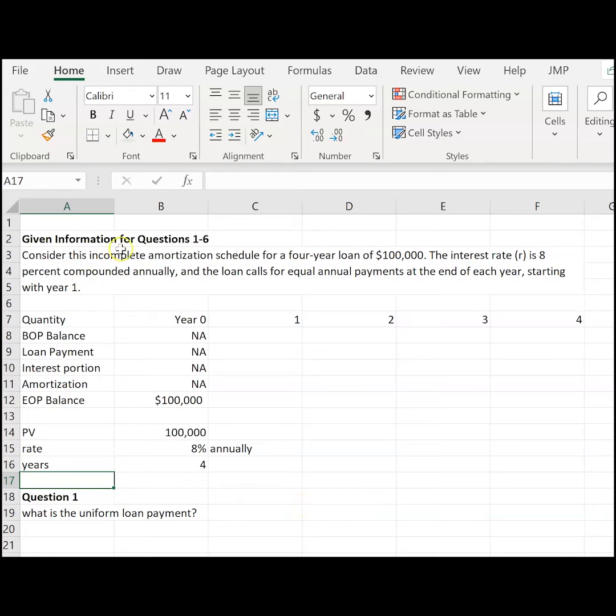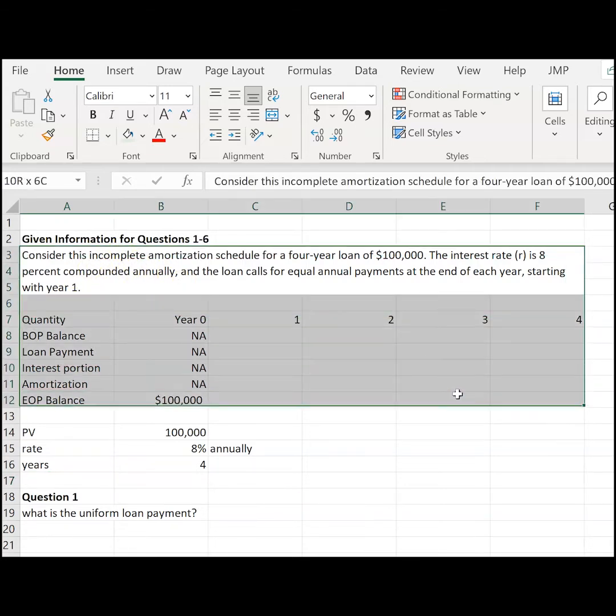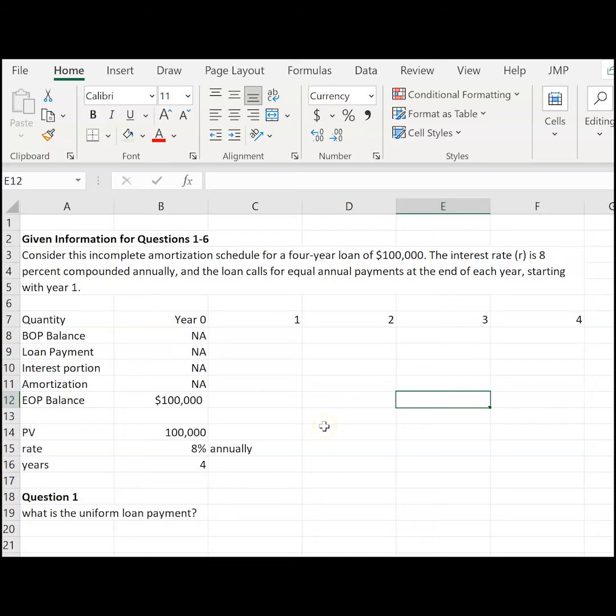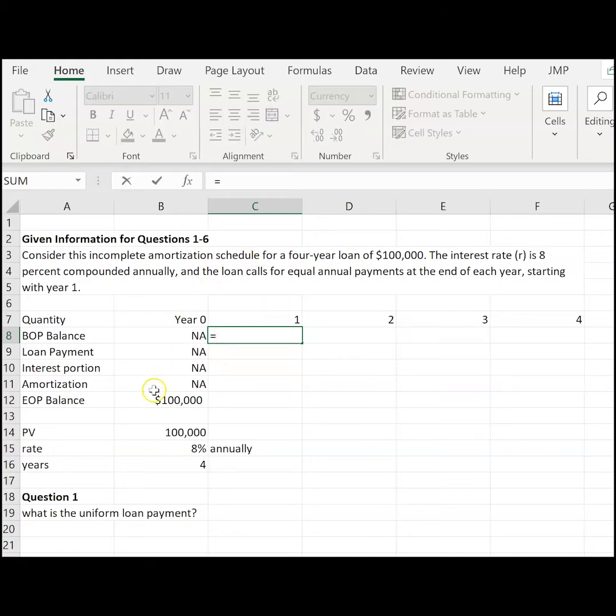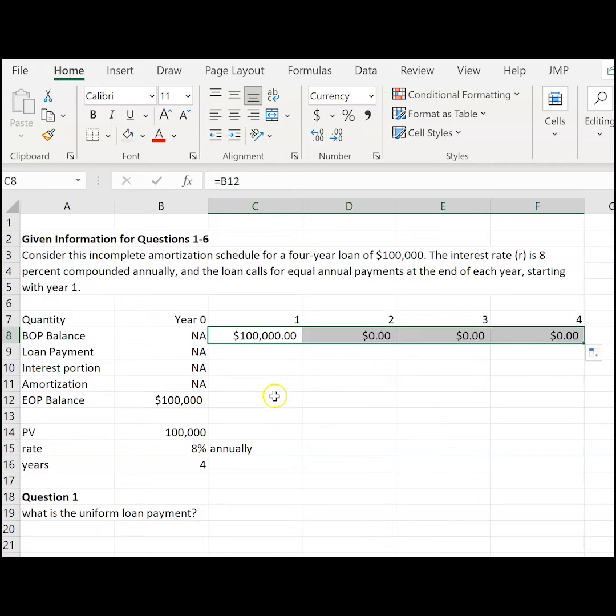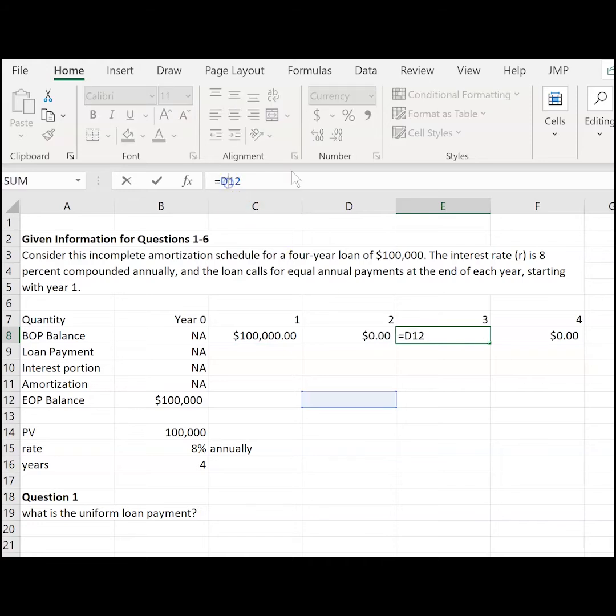All right, so we are using this information for the next 6 problems. Because that is the case, I'm just going to start off this problem by filling out the amortization schedule. Then once we have that filled out, we can go ahead and use our schedule to answer all the questions. Okay, so we know beginning of period balance is always going to equal the end of period balance in the year before that. So beginning of period balance for year 1 is 100,000, and I'm just going to copy that formula over for Excel so that in, let's say, year 3, our beginning of period balance is the end of period balance of year 2.